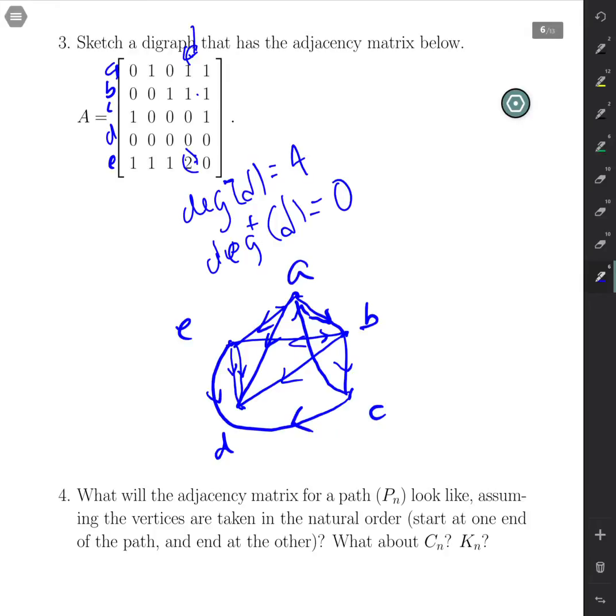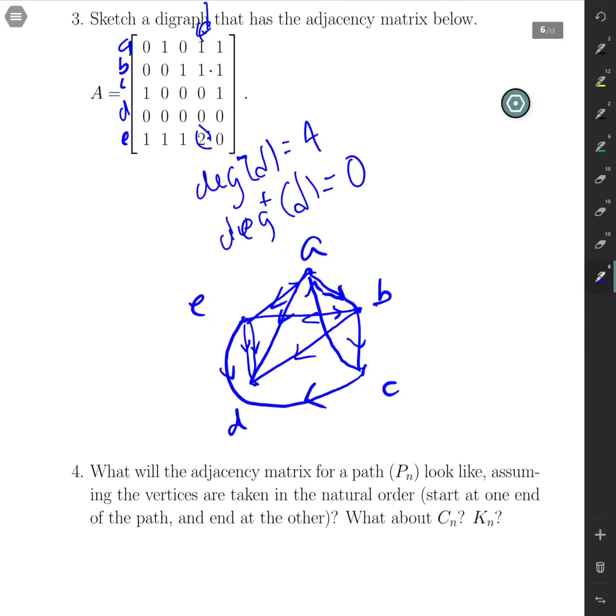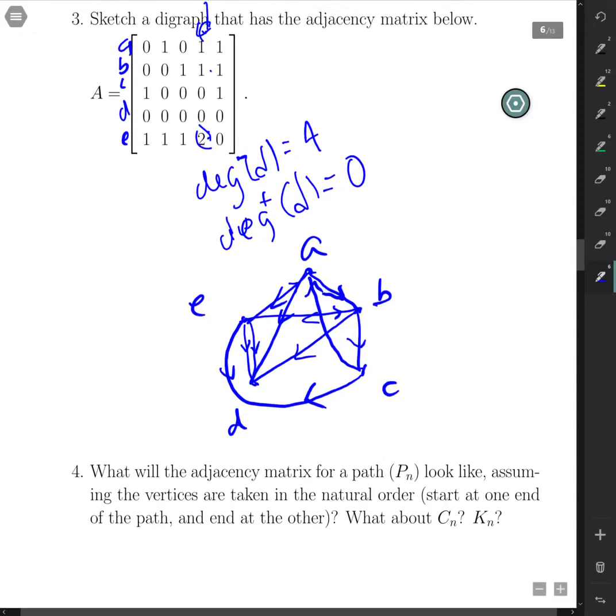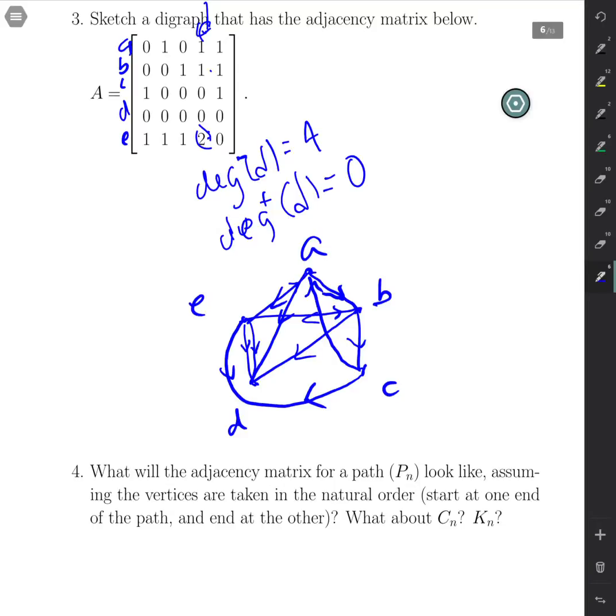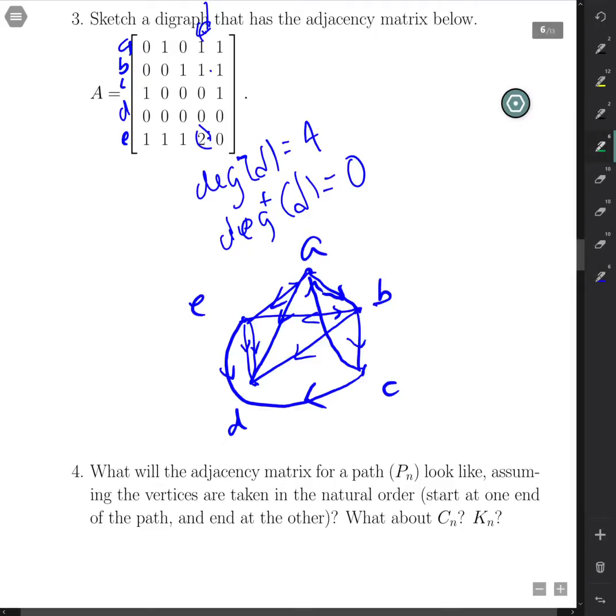Well, as we ended our last video, we were talking about sketching a digraph from that adjacency matrix. I've gone ahead and done that here, so you can compare that with whatever you did. You might notice that for this one, the C and E edge, I went ahead and looped it around.